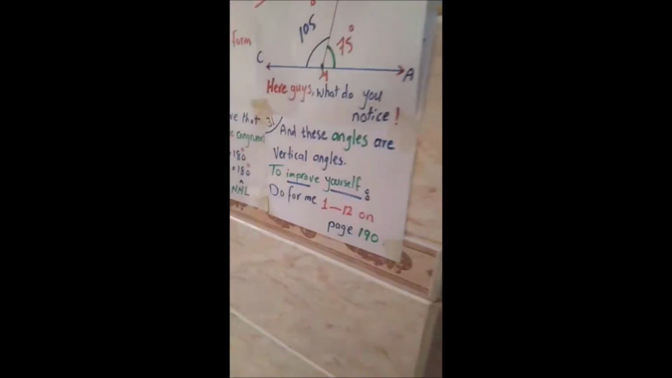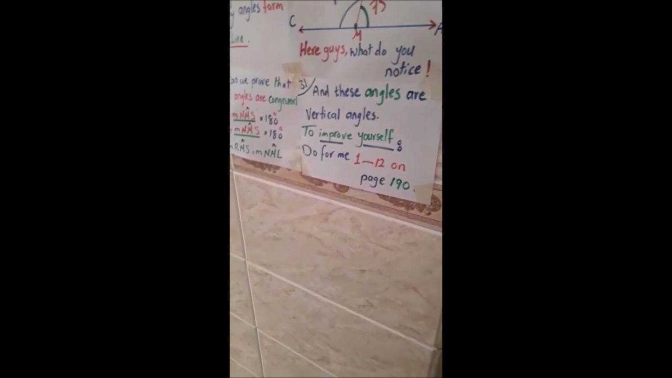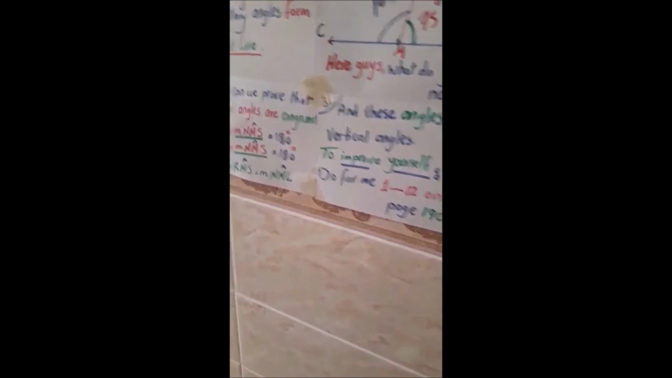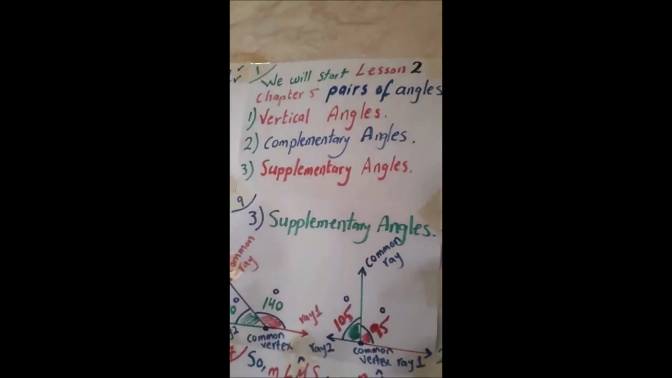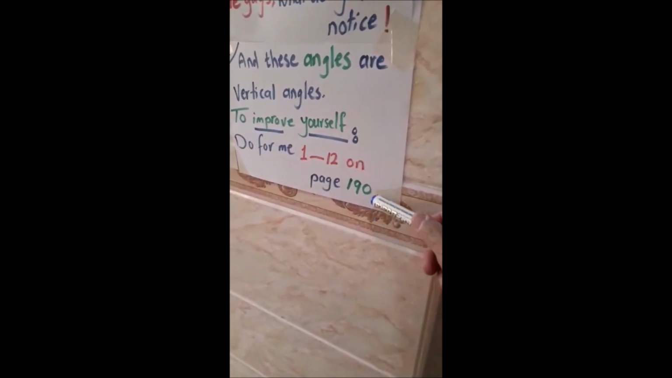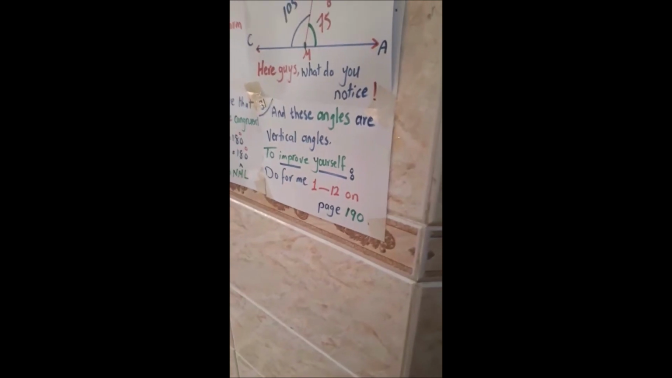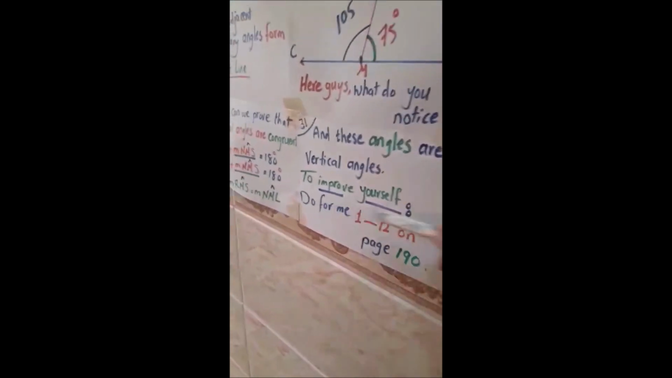So by this, as we say, they are vertical angles. To improve yourself, guys, for today's lesson, as we say, we are in lesson 2, chapter 5. Please do this one for me to improve yourself. You will see on page 190 in your book. Do for me the questions from number 1 to number 12.